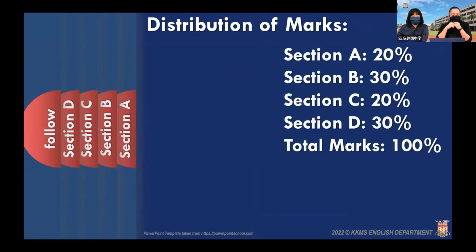For the distribution of marks, we have a total of 4 sections. Section A, 20%, Section B, 30%, Section C, 20% again, and Section D, 30%. In total, you will get 100%. Please continue, Teacher Reen.